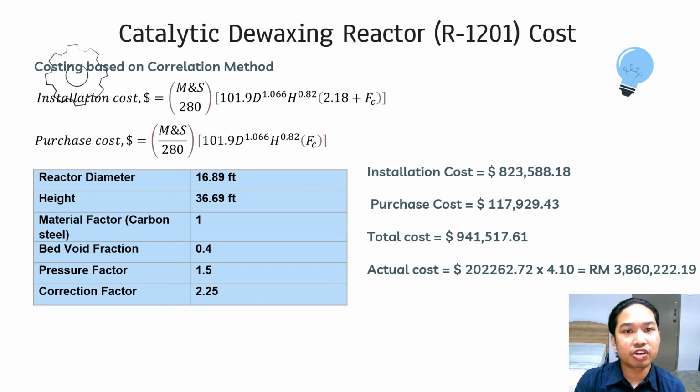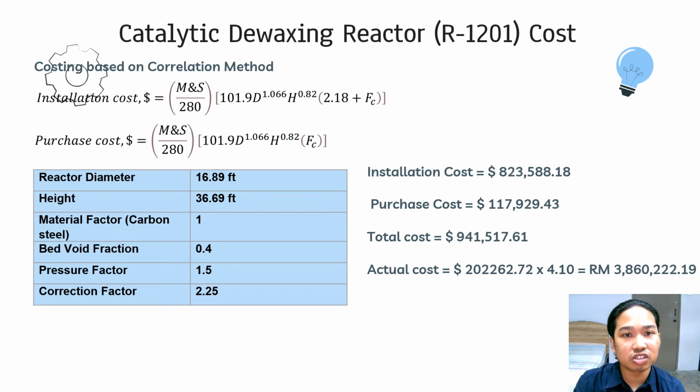And finally, we go to the catalytic deviation reactor costing. The costing is being done based on the correlation method. The reactor diameter and height was calculated from the mechanical design. The material factor is considered based on the carbon steel value, which is 1. The pressure factor and also the correction factor was based on the operating condition and used in the cost calculation. Finally, we get the installation cost, which is $8,000 and $1,000 for the purchase cost.